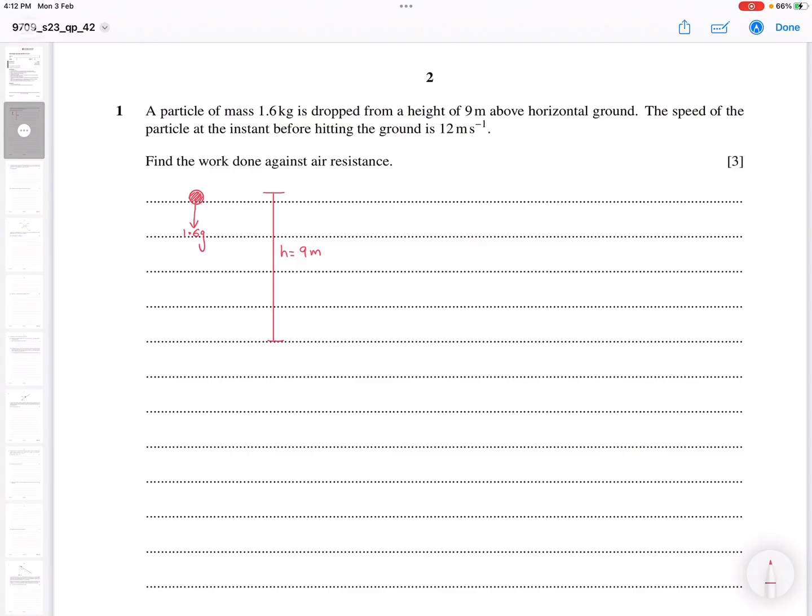And the examiner says, the speed of the particle at the instant before hitting the ground is 12 meter per second. So suppose when the particle reaches near the ground, its velocity, which we will call final velocity, would be equal to 12 meter per second. And here we can write initial velocity when we start dropping it would be 0 meter per second.